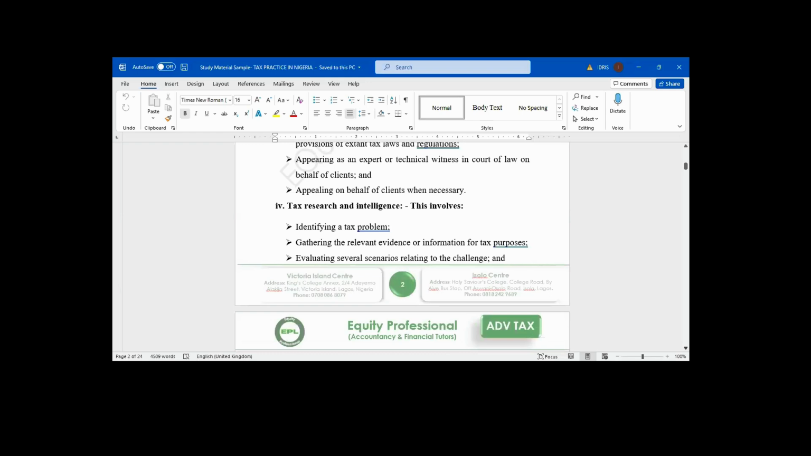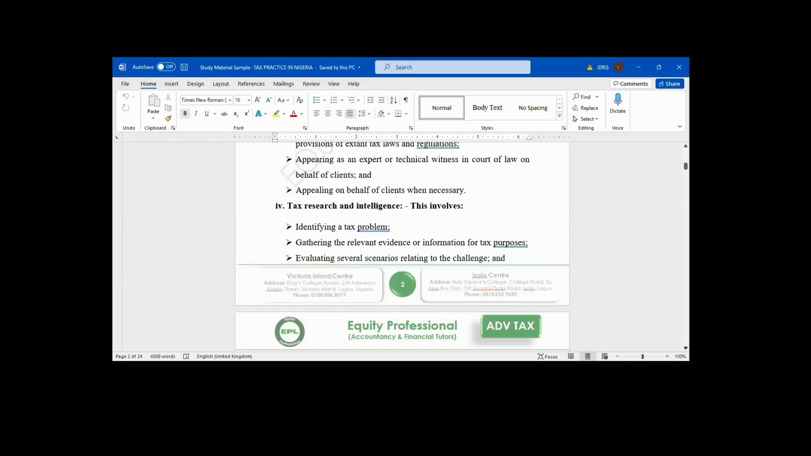What do we do? Identify a tax problem. One of the roles of a tax practitioner under the element of tax research and intelligence is to identify a tax problem. Every issue, every situation has a problem, so you must identify the problem. It's when you identify a problem that you can provide a solution to it. Without identifying a problem, you can't provide a solution.